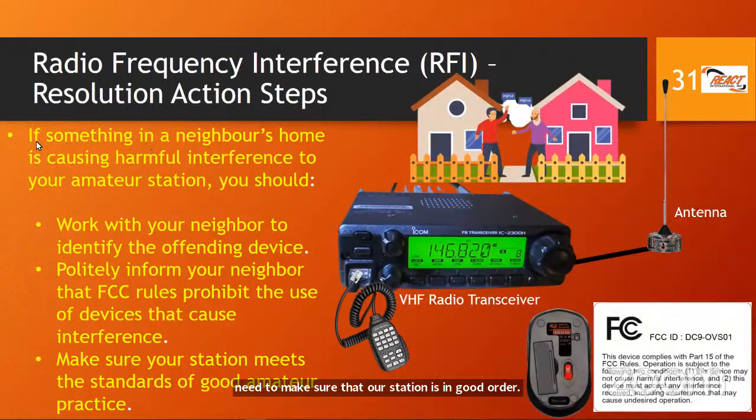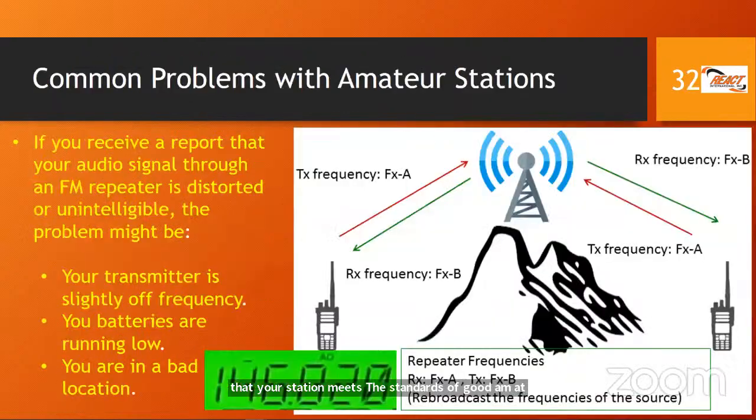So for the exam, if something in a neighbor's home is causing harmful interference to your amateur station, you should, 1, work with your neighbor to identify the offending device. That's the first thing. Then politely inform your neighbor that FCC rules prohibit the use of devices that cause interference. And also make sure that your station meets the standards of good amateur practice. We all have a responsibility.